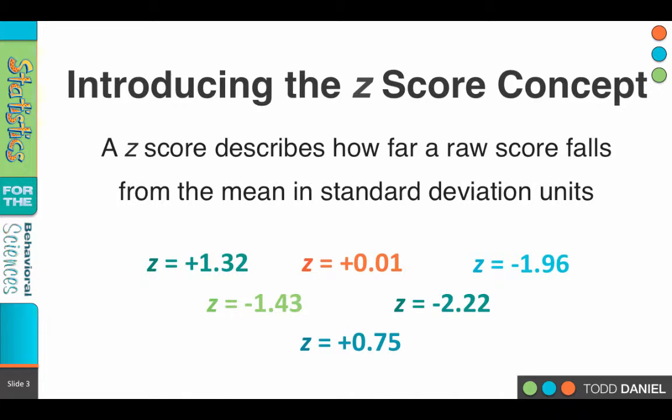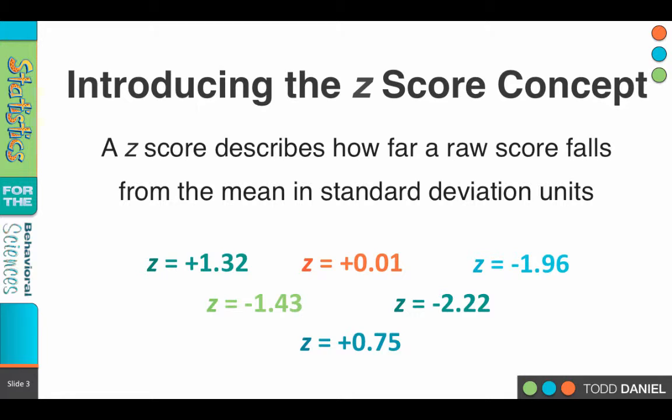A z-score describes how far a raw score falls from the mean in standard deviation units. And already this gives us a hint as to what the z-score formula is going to be. It tells us how far a raw score is from the mean. So what do we do to find out how far one thing is from another? How far one number is from another? We're going to subtract. So we're going to subtract the mean from the raw score. And it's in standard deviation units. And that implies that we will be dividing by standard deviation. So more about that in a moment.